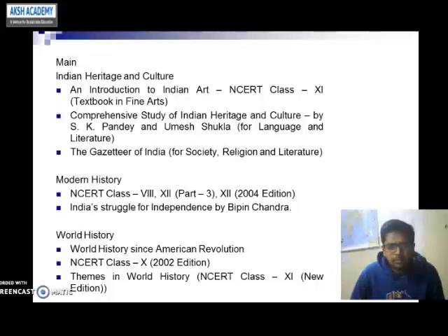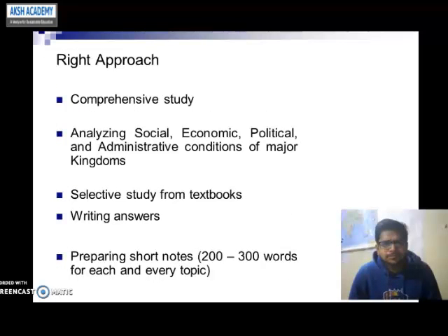Do not read the Indian national movement part from that book, as that has already been covered by the modern history part. The next book is Themes in World History, NCERT class 11th new edition. In this case also, selective study is required, not the study of the complete book or the whole text. Just the relevant portion from this book, basically the industrial revolution and society in the 16th or 17th century. So these books are recommended basically for world history.